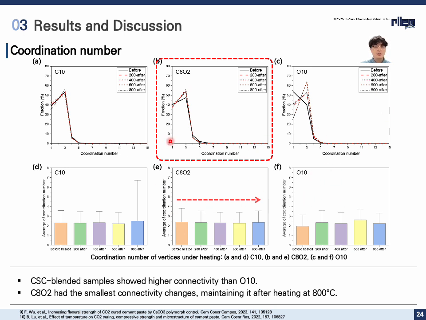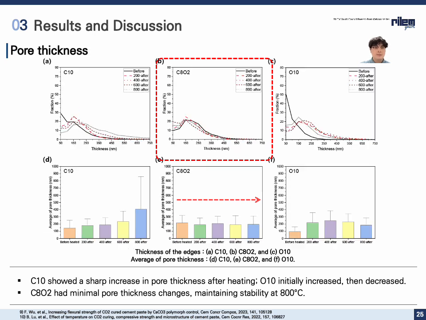And notably, C802 maintains the most stable coordination number distribution with minimal changes even after exposure to 800 degrees Celsius. This indicates that C802 possesses a thermally stable pore network, contributing to its enhanced fire resistance. It did not change dramatically compared to the other samples.